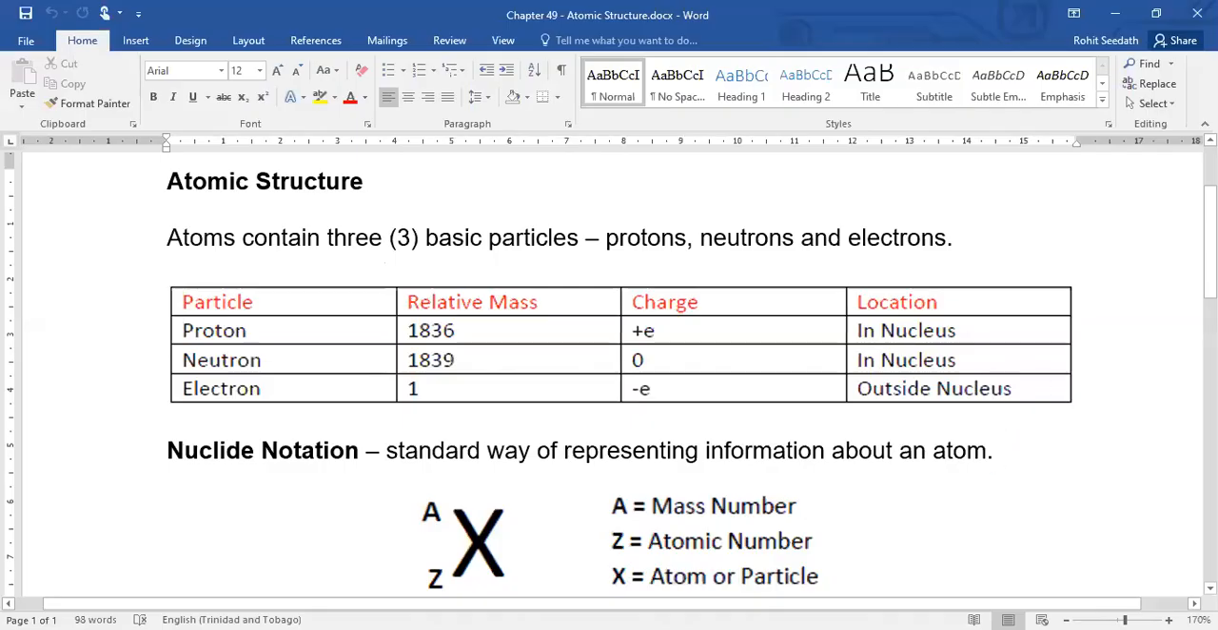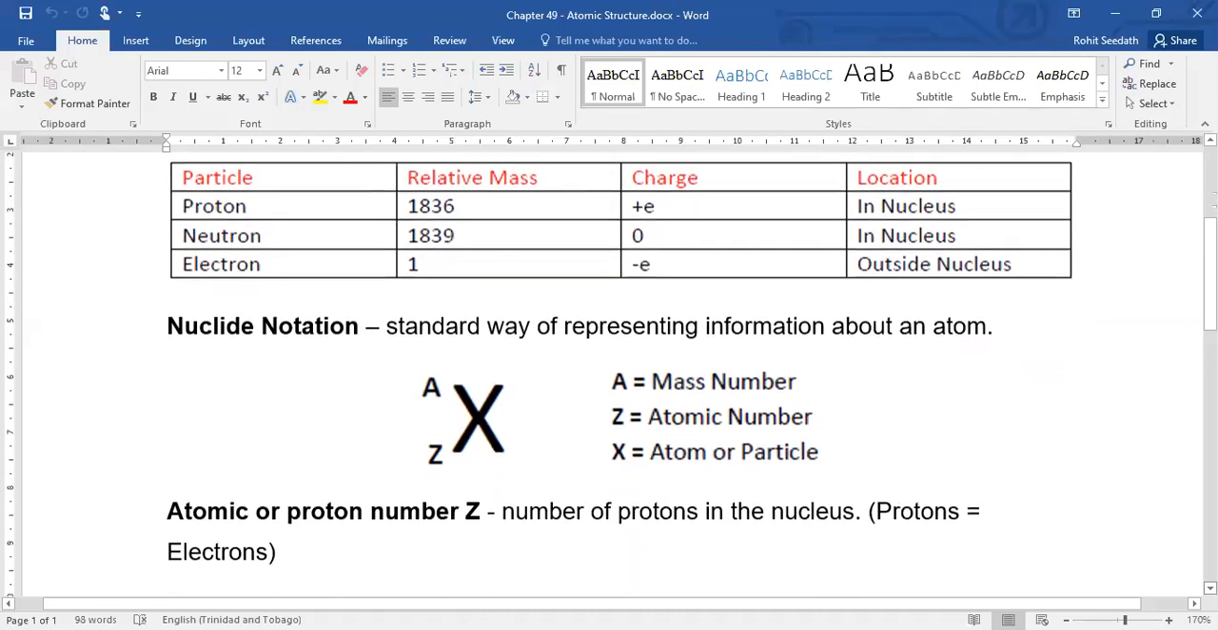Outside the nucleus or around. Okay? So we're moving on to something called nuclide notation. Nuclide notation simply tells you how the atom shows up in the periodic table.